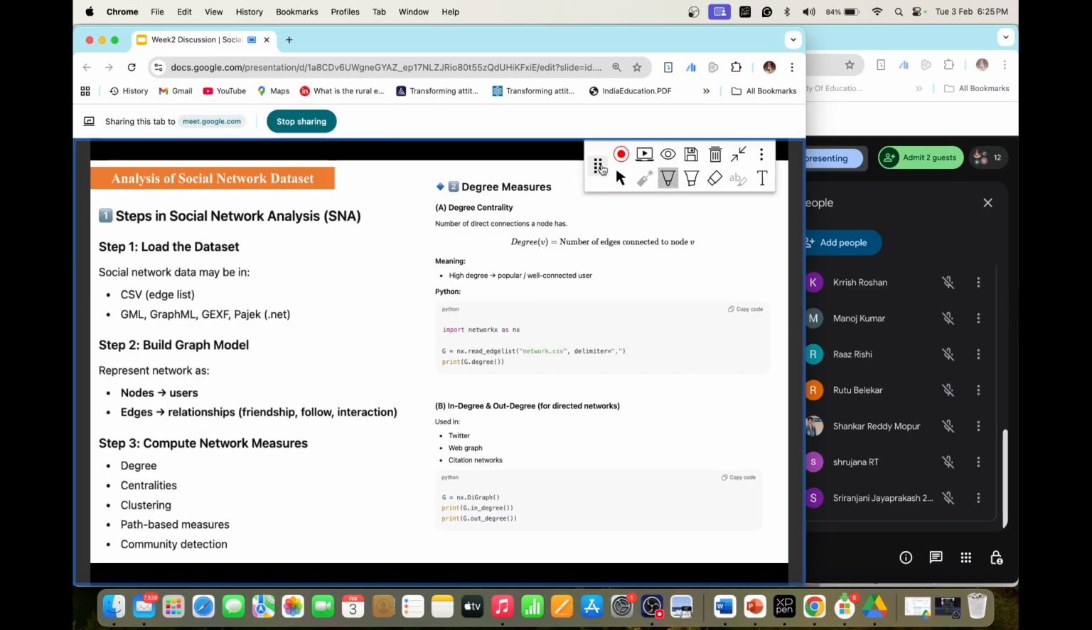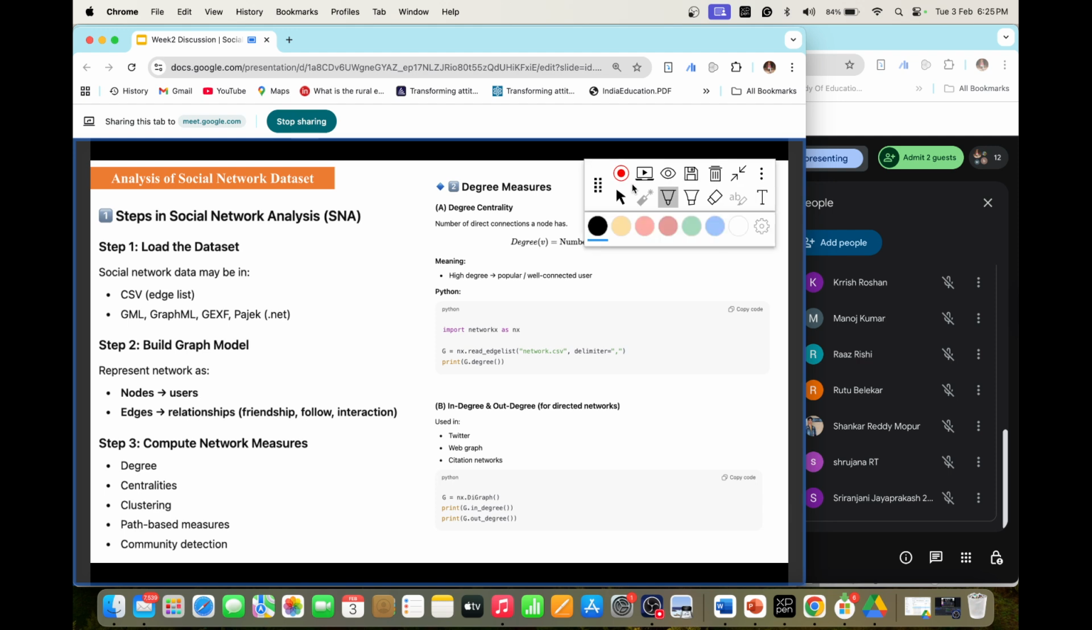Now that we have downloaded the dataset, the question is what we will do after downloading it.